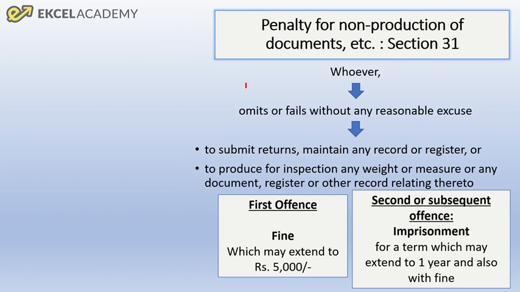Next, section 31 talks about penalty for non-production of documents. So when we have an inspection etc., the officer will ask, give us the document. If document is not given properly, 5,000 for first offense. For second and subsequent offense, we have imprisonment which may be up to 1 year, which may extend. That means it can be 1 day also minimum, or it can be maximum 1 year with fine.